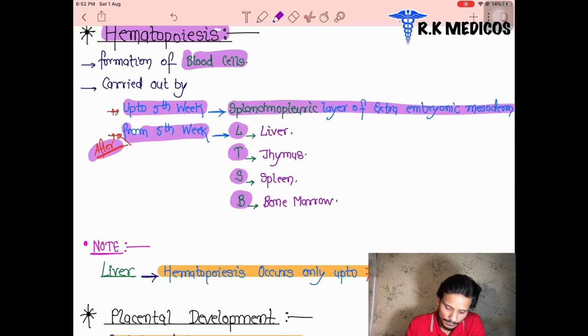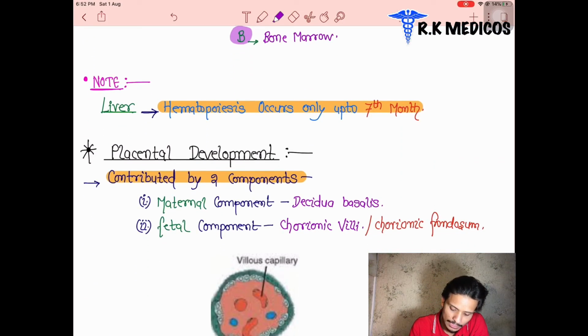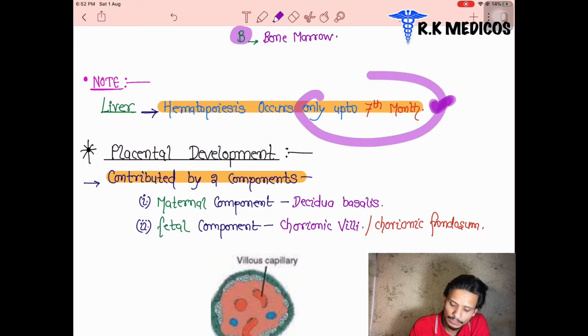Next we can say the liver. The liver is the only hematopoietic organ that synthesizes blood cells till 7 months. After that it will stop. So hematopoiesis in the liver occurs only till the 7th month.